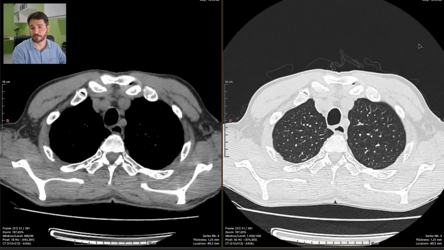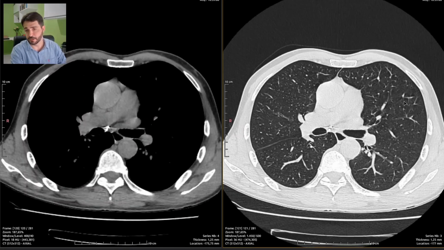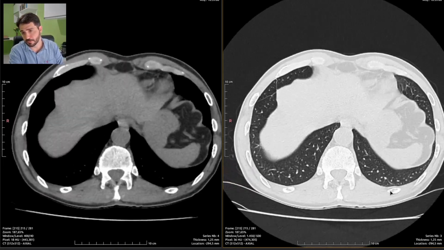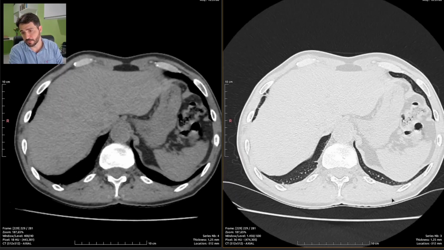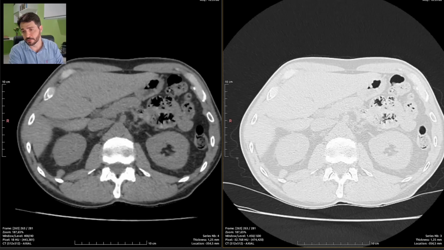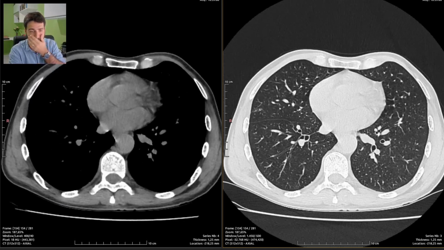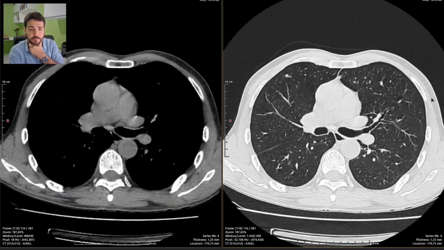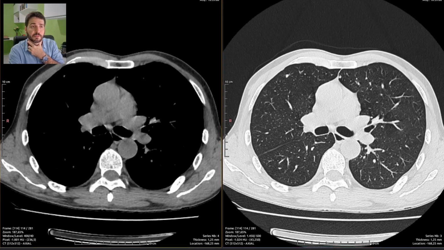Most probably this patient has had a pneumonia with a pleural effusion, and this is just scar tissue related to that infection, but we can't really tell that for sure. So we are going to report it.